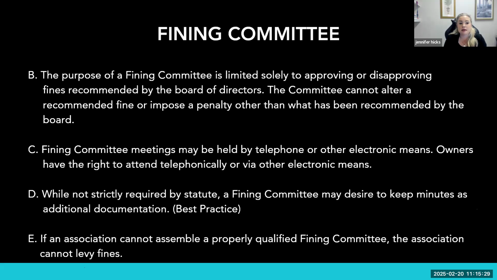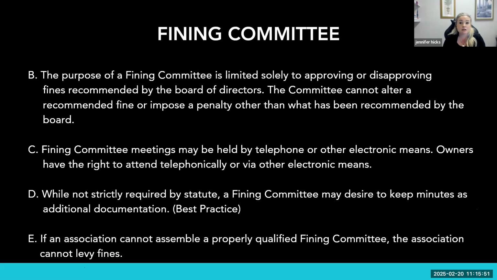The fining committee meetings may be held by phone or electronic means, so you can have it by Zoom. And owners have the right to attend telephonically or by electronic means. So even if your fining committee is meeting in person, your owners have a right to call into that meeting or to attend by Zoom. They do not have to attend in person.